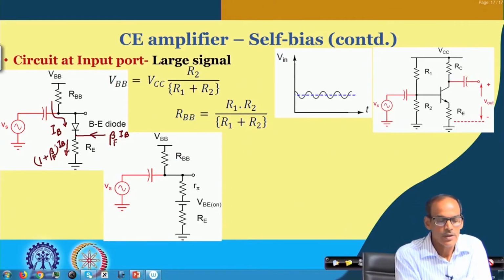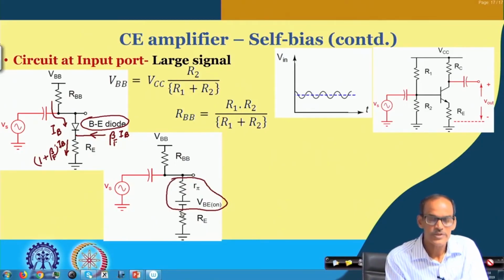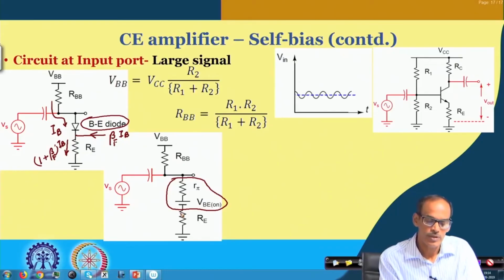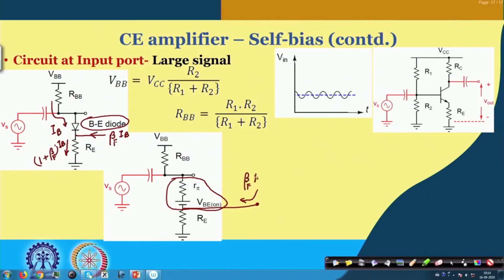Now, if I replace this base-emitter diode by its equivalent circuit shown here, which is a series connection of the VBE on voltage and the small r pi, and again at this node we need to consider that the collector current is coming here, which is beta times IB.